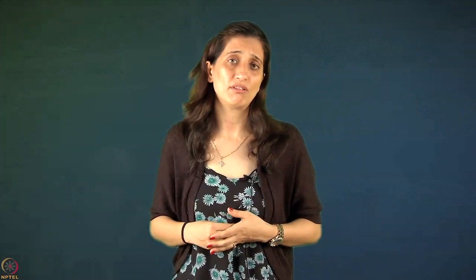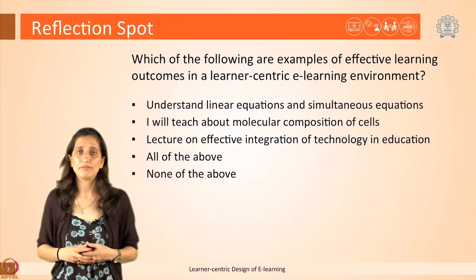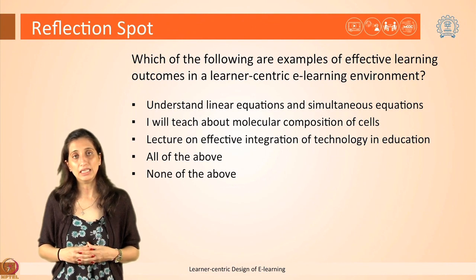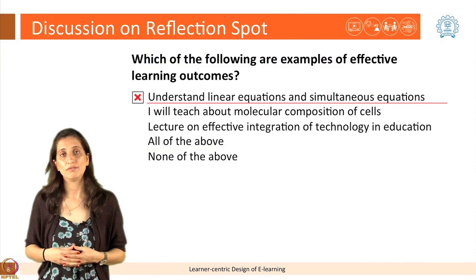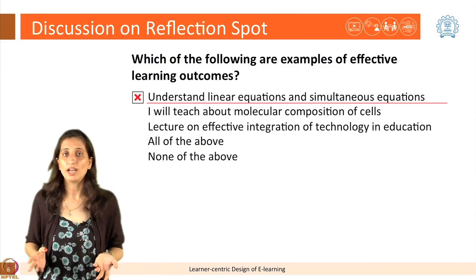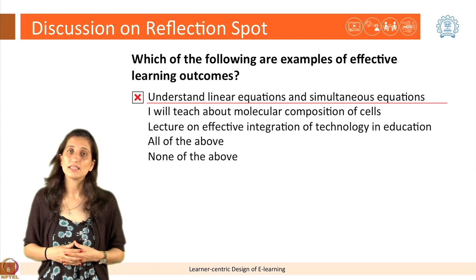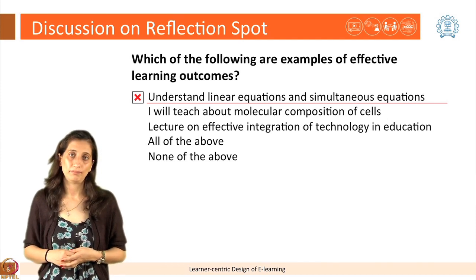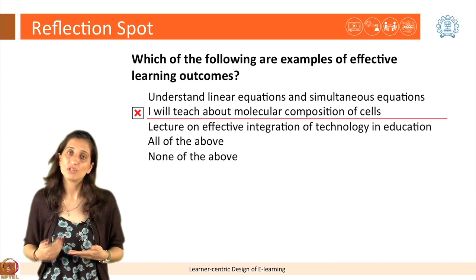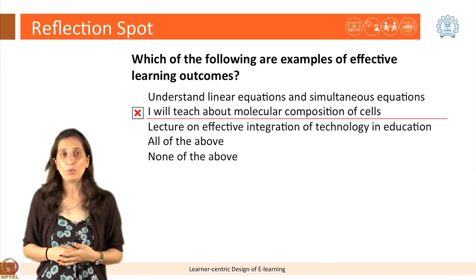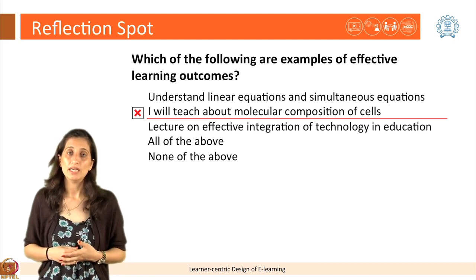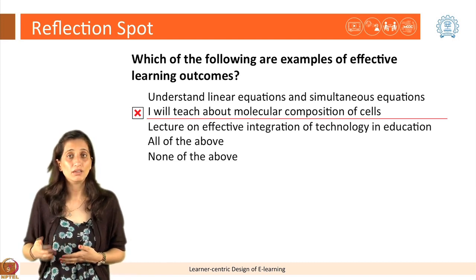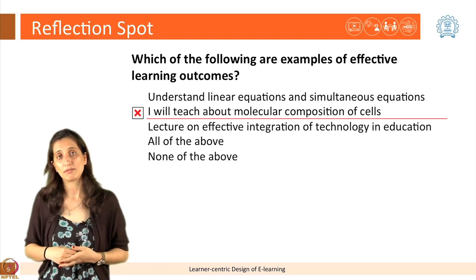Let us do a reflection spot on our understanding of learning outcomes. Which of the following are examples of effective learning outcomes in a learner-centric e-learning environment? The mere understanding of learners of linear and simultaneous equations can't be measured as such, and thus it is not an effective learning outcome. The instructor stating that he or she is going to be teaching about the molecular composition of cells is not an effective learning outcome since it is not coming from the learner's perspective but from the instructor's perspective, which is not desired.